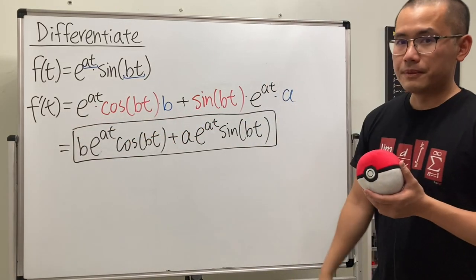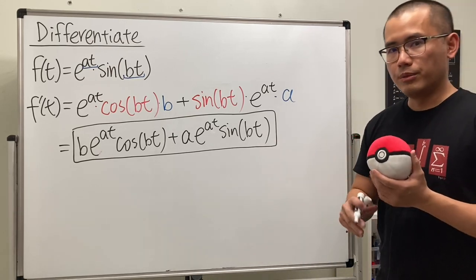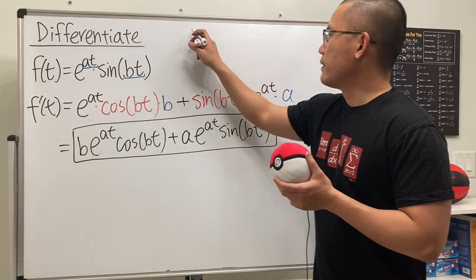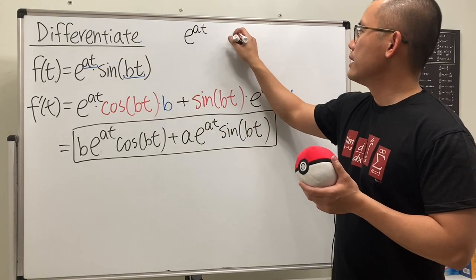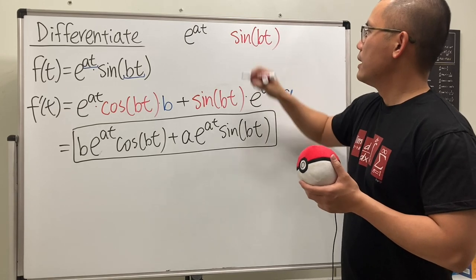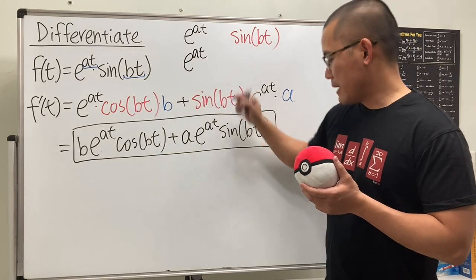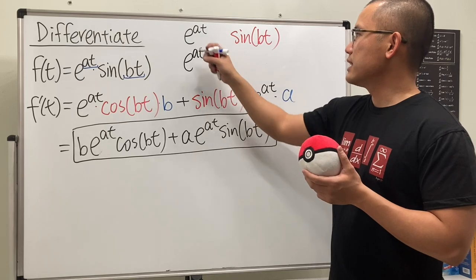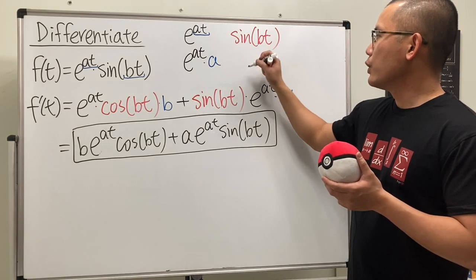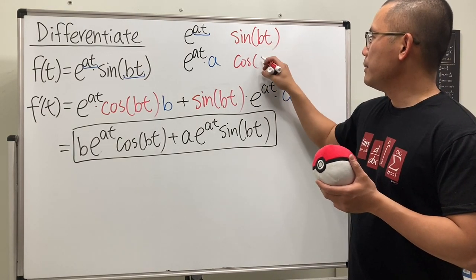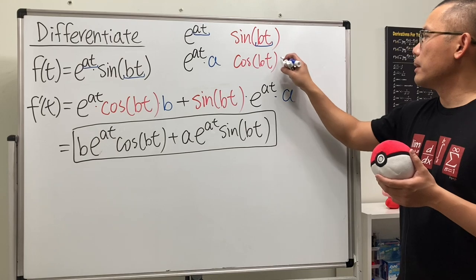Look for the answer. Now, let's go ahead and talk about the construction behind all this, just to make it super clear. This is the first part of the function, which is e to the at. And then this right here is the second part of the function, so I will write it as sine bt. When we differentiate e to the at, we get e to the at, but we multiply by the derivative of the inside, right? So we multiply by a, like that. And then when we differentiate sine, we first get cosine, and then the input stays the same, and we multiply by the derivative of the inside. So we multiply by b, like that.